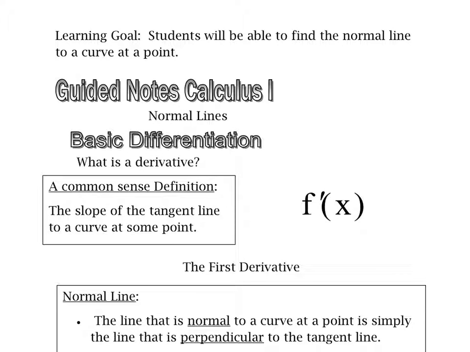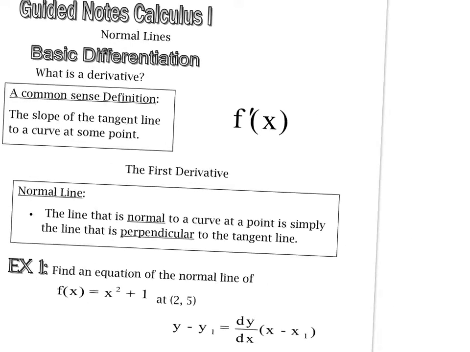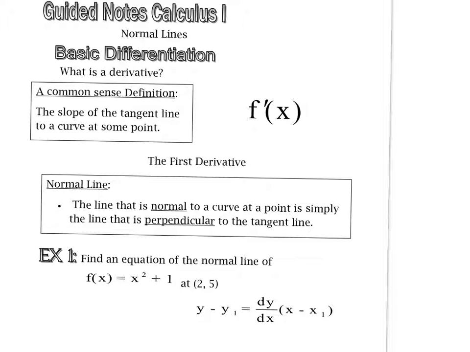All right, now we're going to talk about normal lines. And the process for finding the equation for a normal line is actually the same as what we were doing for the tangent line. There's just one slight difference, and that is the definition of what a normal line is. See, the line that is normal to a curve at a point is simply the line that is perpendicular to the tangent line.